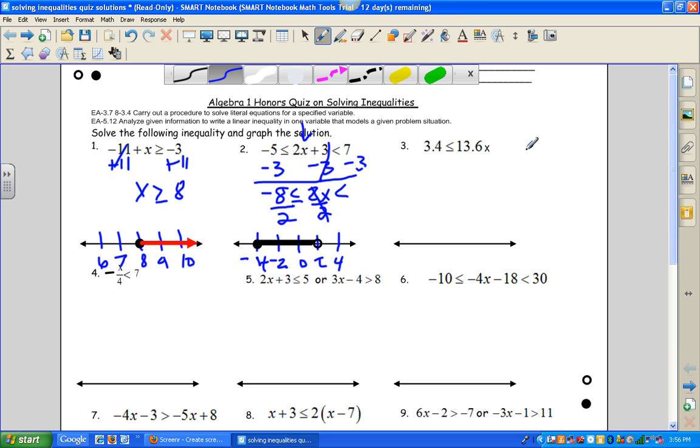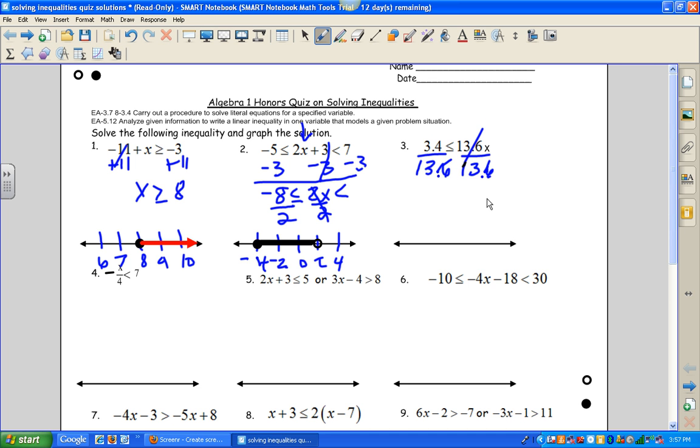Okay, 3.4 is less than or equal to 13.6x. Here we divide by 13.6 on both sides. Writing is a little bad here. Okay, so anyway, this goes away and we're left with x is greater than or equal to, and we divide this.